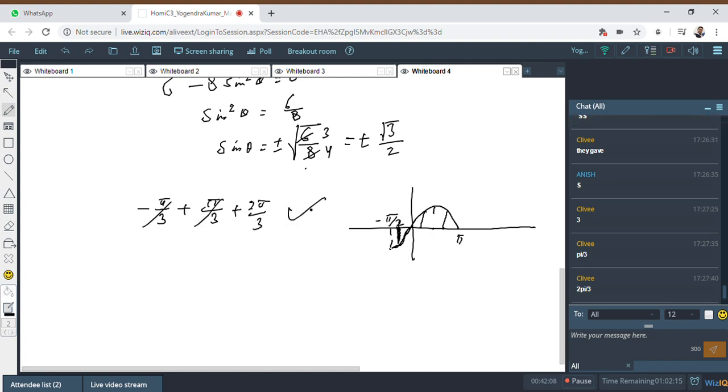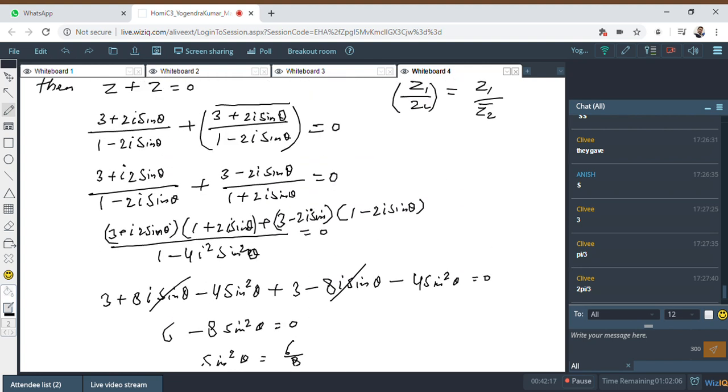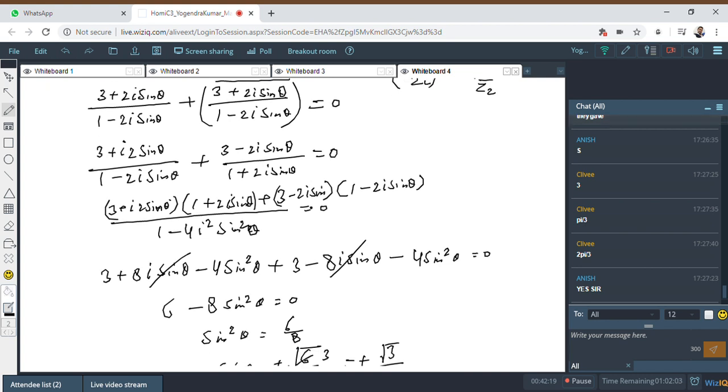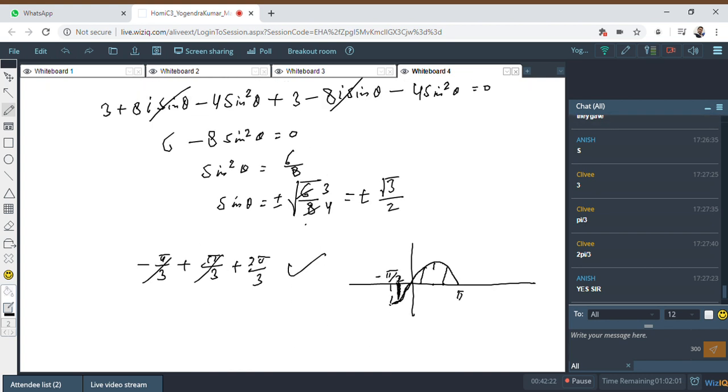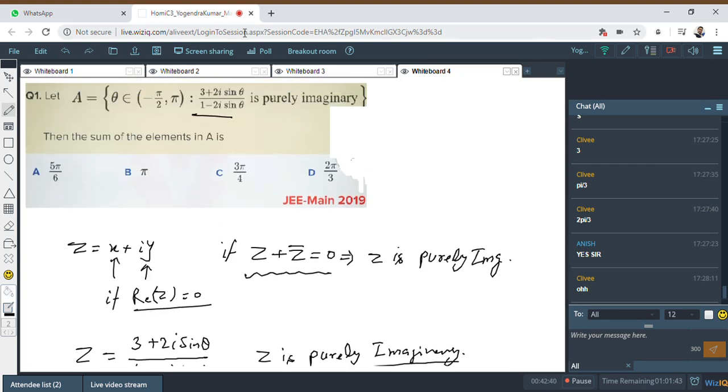Very good. Clive got it. Anish, understood? If it is a subjective question by chance, or if they frame an advanced question like that, they might give a multiple choice question: this is the answer, this is the answer, or all of them are the answers, and what is the sum? Sum is 2 pi by 3 or like that. So we can't ignore these two zeros also. Okay, fine, good. Next question.